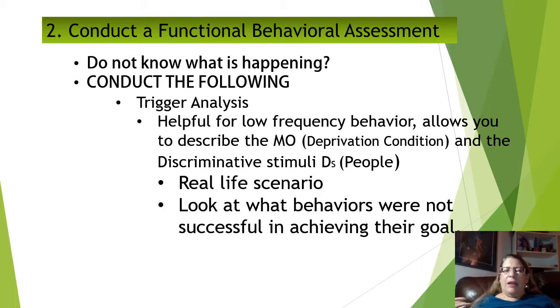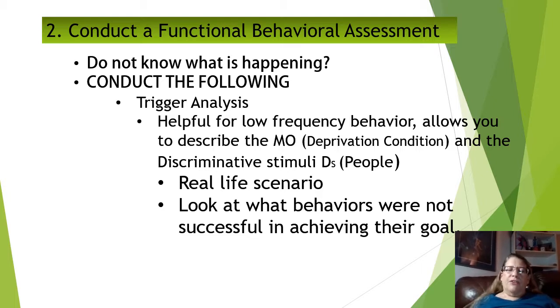So when you have behaviors that are very hard to identify, go back and try another trigger analysis. Look for some way to motivate or cause a deprivation condition so that you can force this kind of situation. And then see if you can figure out what the discriminative stimulus is. Is it a particular person that shows up on the scene, and when they show up, all of the behaviors start to happen? What are the real life scenarios? And looking at what the behaviors are not successful in achieving goes back to the wacky contingency.